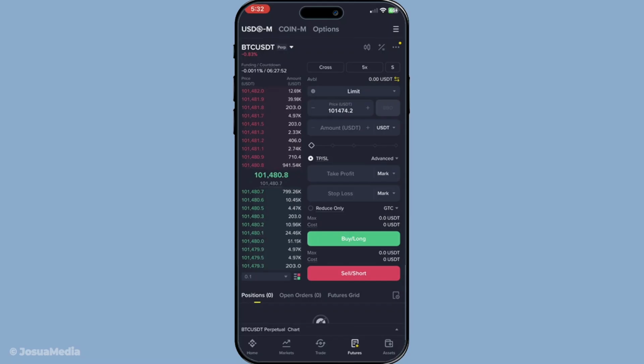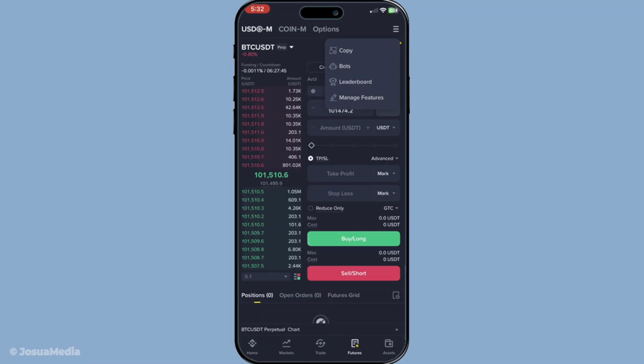To take this further, you can manually place orders at varying price levels. Alternatively, if you want to automate this process, you can use a grid trading bot, which you'll find under the strategy trading section. The bot can help you set up and manage your trades with precision.